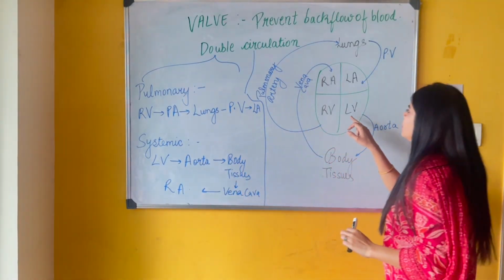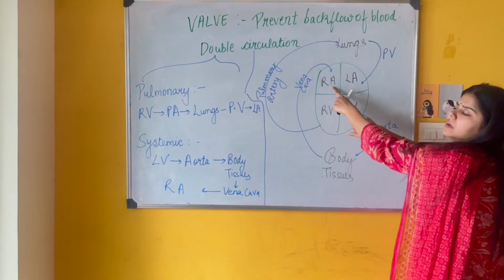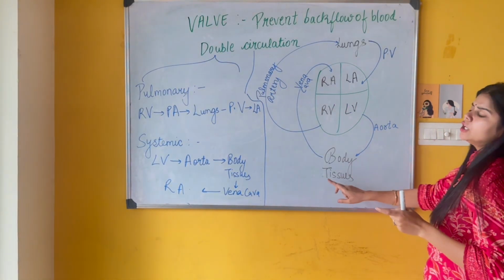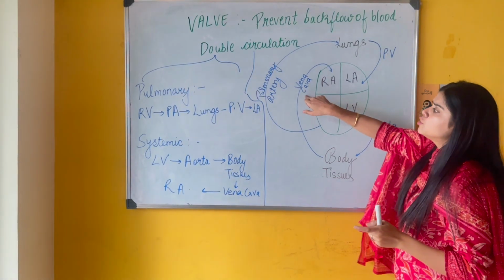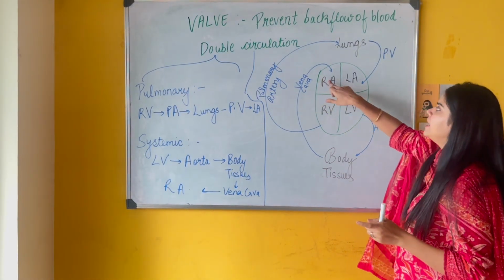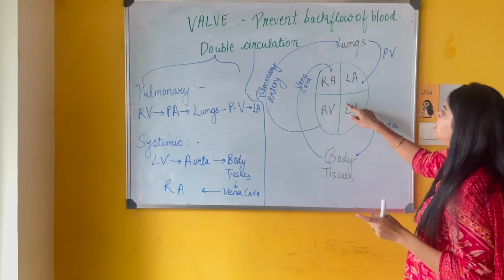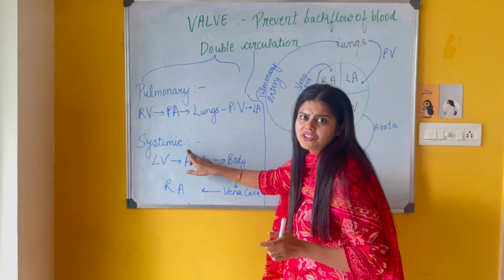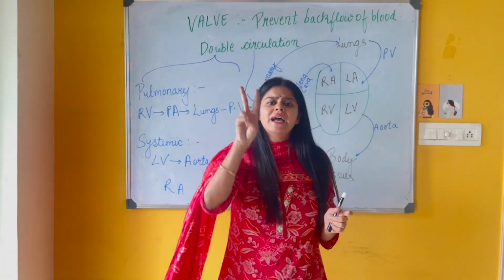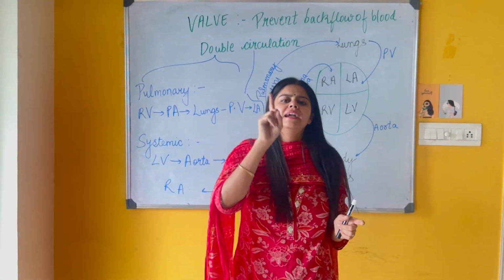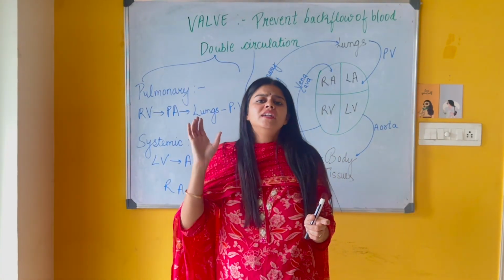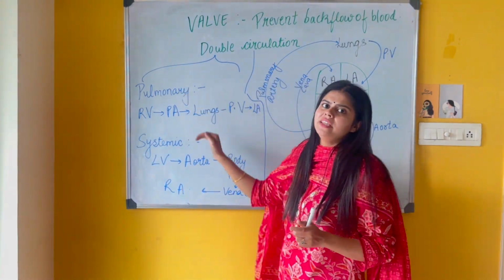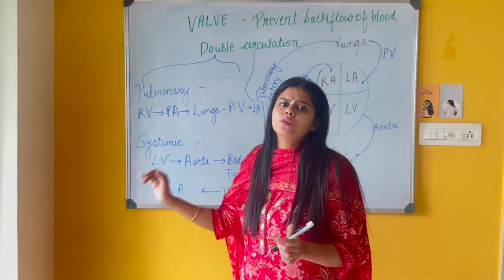Systemic circulation is from left ventricle to right auricle, from left ventricle to aorta, aorta to body tissues to vena cava, and finally in right auricle. This entire pathway is called systemic circulation. So blood flows twice through the heart to complete one cardiac cycle. That is why it is called double circulation in humans. Once in pulmonary circulation, the other time in systemic circulation.